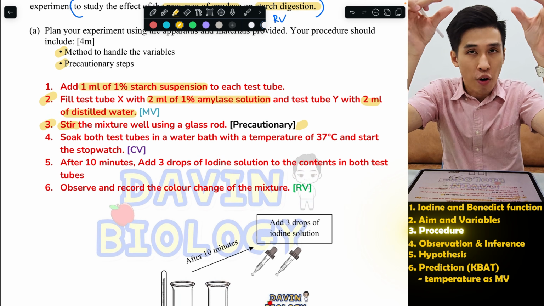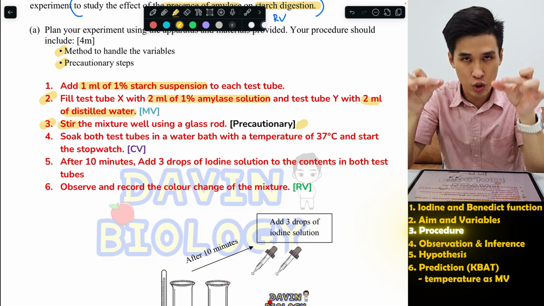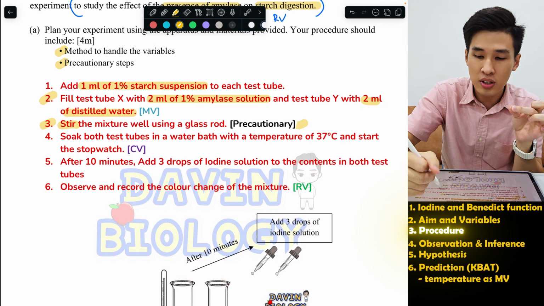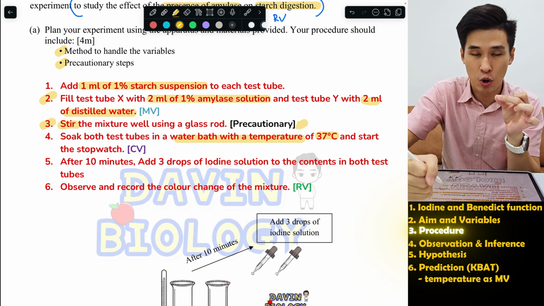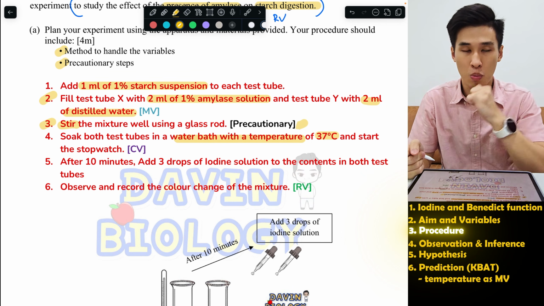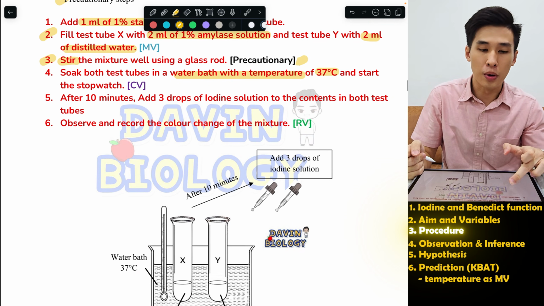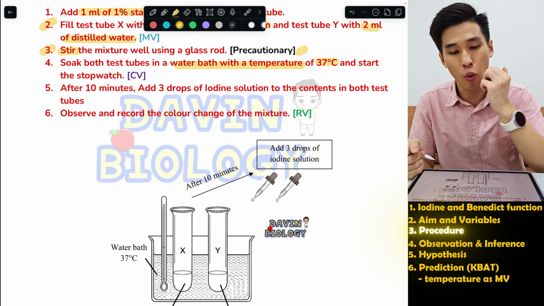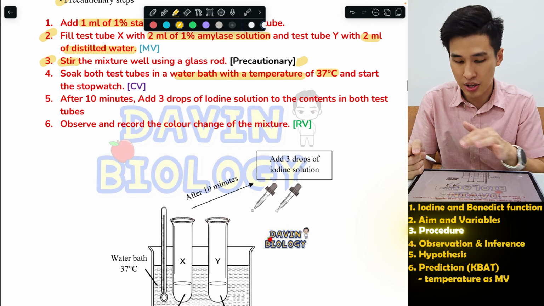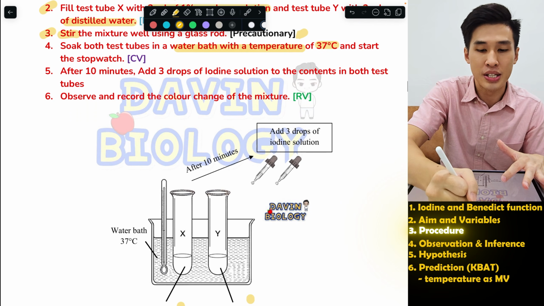Then I put both test tubes in the 37 degrees water bath. As long as I mention the 37 degrees water bath, that is your constant. Then I start the stopwatch. So probably you need to soak around 10 minutes if it's unguided. If it's guided, just follow whatever time they give you. After 10 minutes, then I will do the iodine test.